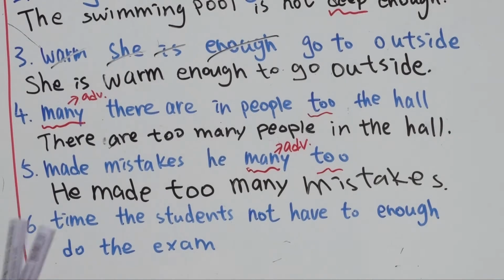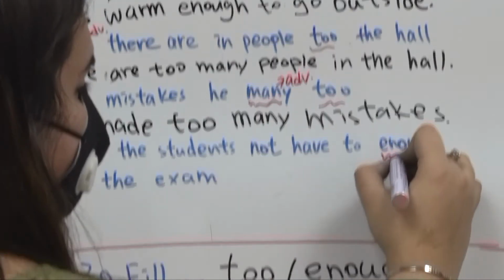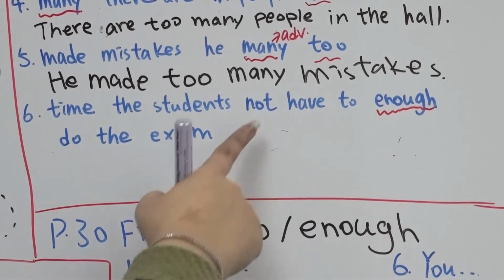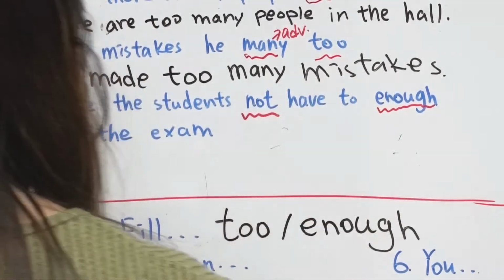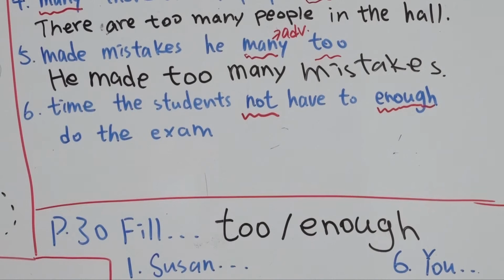Number 6. Let's do it together. The student not have to do the exam. So here, the word is enough, right? And here is the negative word, not. If you find it hard to do, let's find the small little words to complete the sentence. So enough can be either followed with adverb or adjective, right? So which one is an adverb or adjective here?